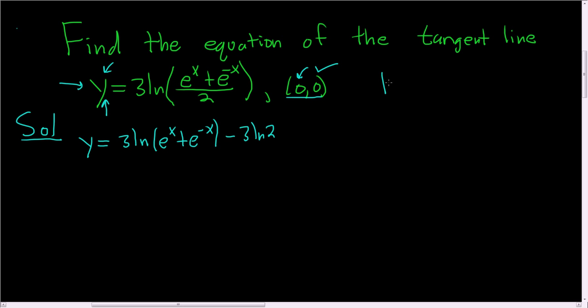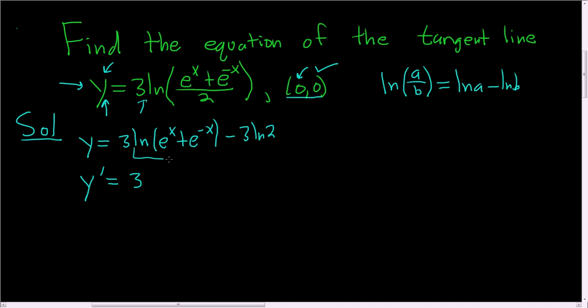So all we did here was use this rule. The natural log of a over b is equal to the natural log of a minus the natural log of b. Except we had a 3 out front, and I went ahead and distributed the 3 at the same time. Now we're ready to take the derivative. So the 3 hangs out.